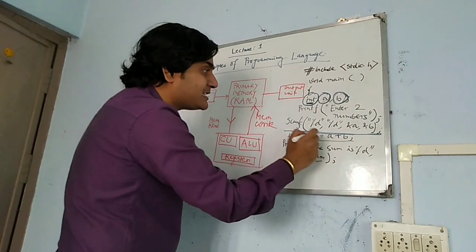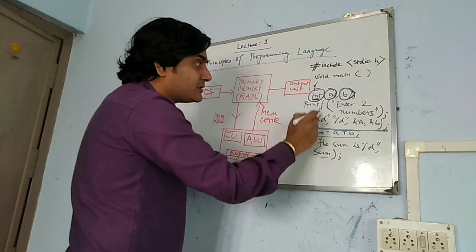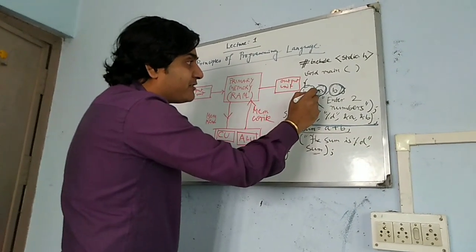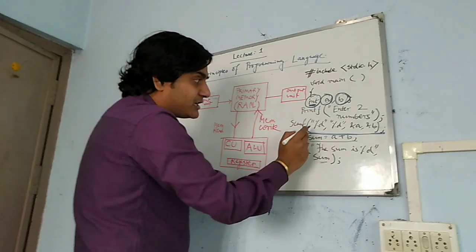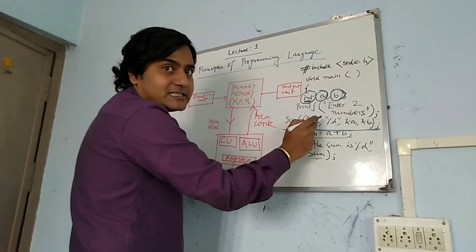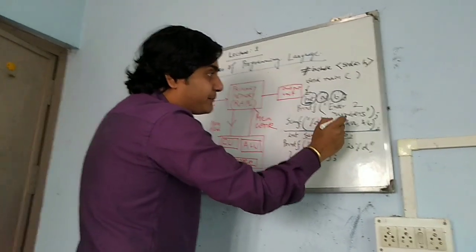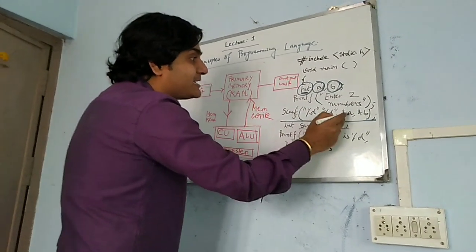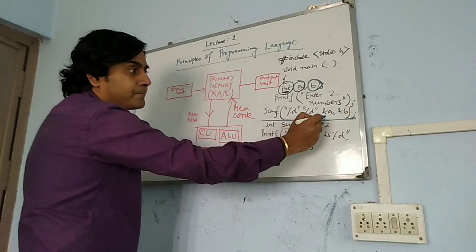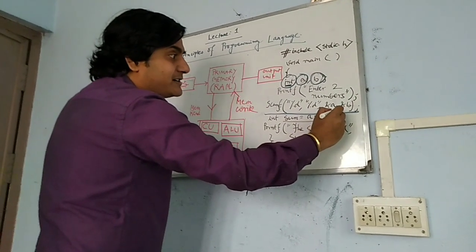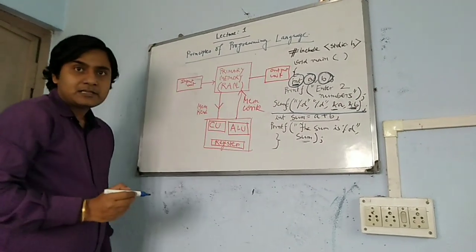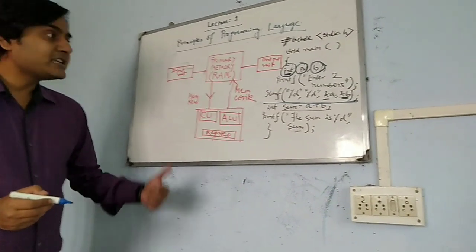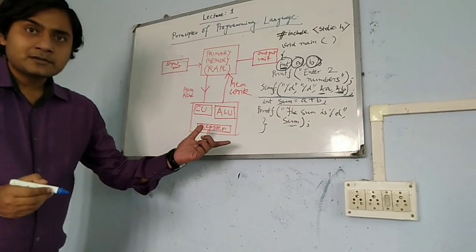Why %d? Because A and B are integers. So, whenever the variables are of type integer, you have to put here %d. And what does ampersand A and ampersand B mean? That means the address of variable A. Again, ampersand B is the address of variable B. That means how will we refer to the values later unless we know the address?